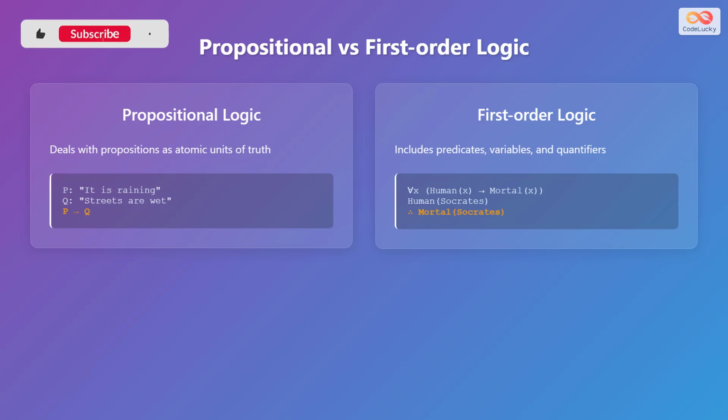On the other hand, first-order logic includes predicates, variables, and quantifiers, allowing for more complex statements. For example, we can express for all x, if x is human, then x is mortal, written as ∀x (Human(x) → Mortal(x)). Given that Socrates is human, we can conclude, therefore, Socrates is mortal.